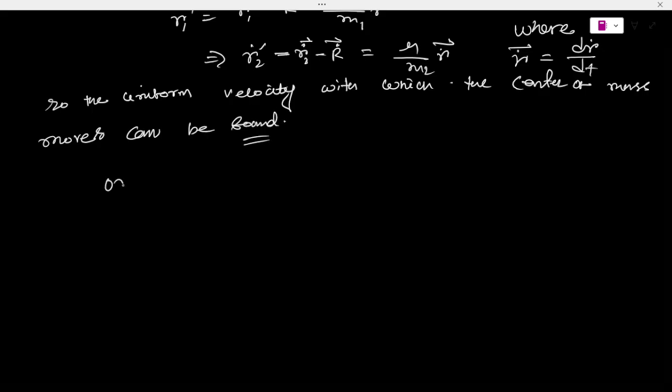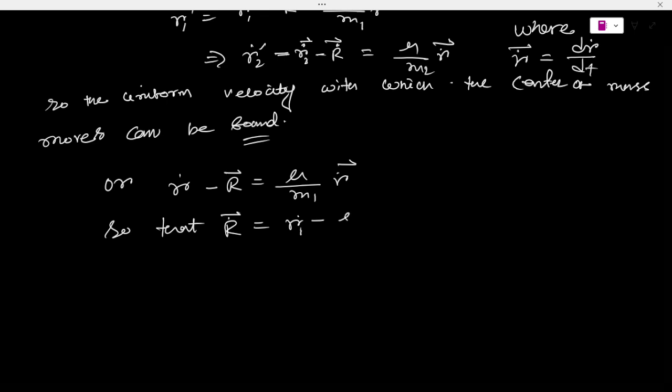So it will be R minus r, which is nu divided by m1 into r dot. So R dot is equal to r1 dot minus nu divided by m1 into r dot vector. And at the same time, it will be r1 dot vector minus m1 divided by m1 plus m2 into r1 dot plus r2 dot.